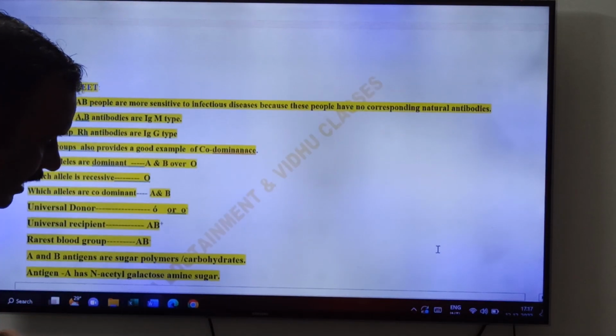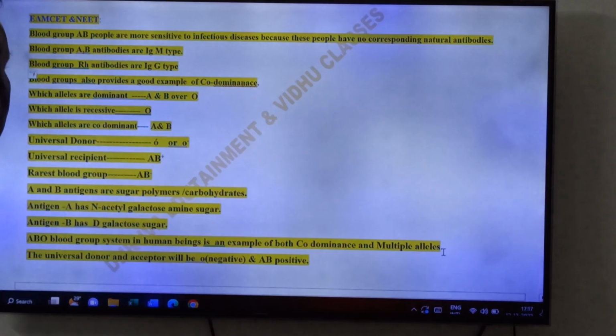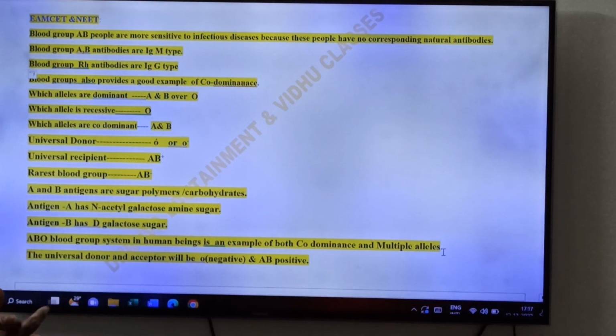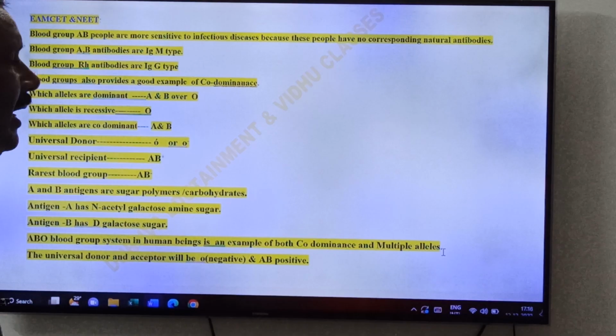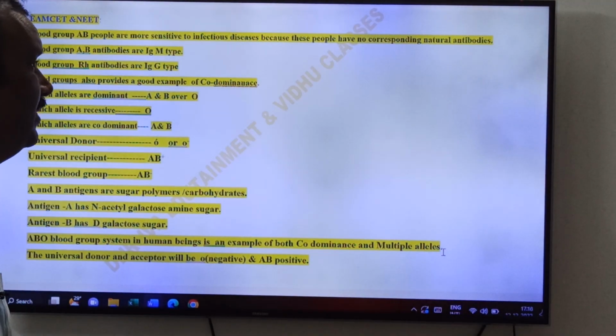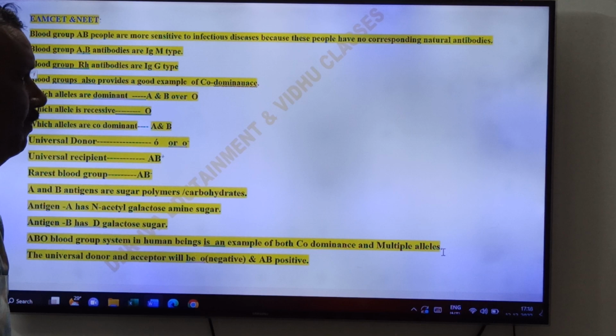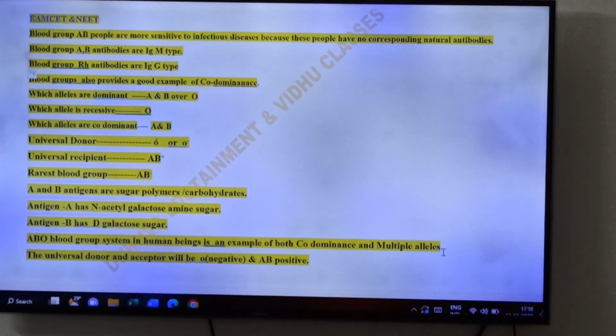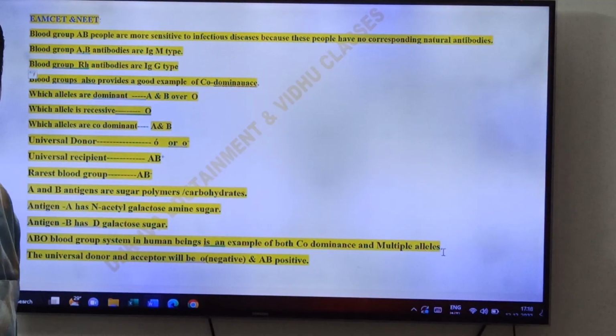Okay. Now see some MSET bits friends. Blood group AB people are more sensitive to infectious diseases because these people have no corresponding natural antibodies. They don't have any antibodies friends.